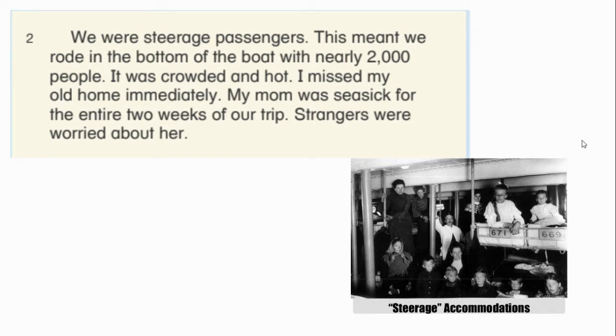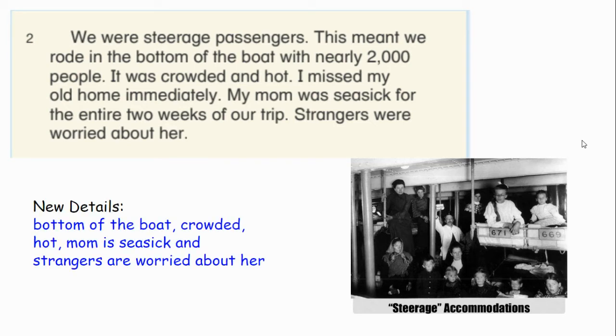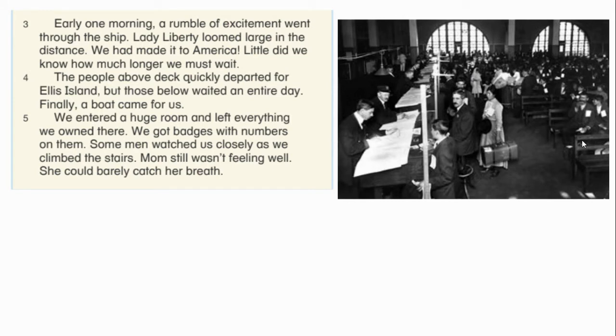In paragraph 2, the writer develops the problem in the story. The details that we learn about the trip include that they had to ride in the bottom of the boat, where it was very crowded and hot. And we also know that his mom is so sick that even strangers are worried about her. In the middle of the story, the problem develops and the characters act and react. Things start to get exciting in the middle, so let's read on.